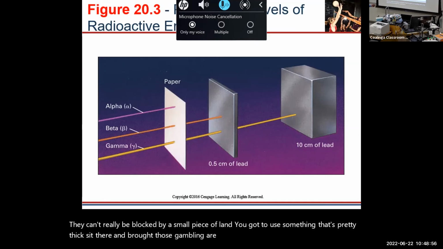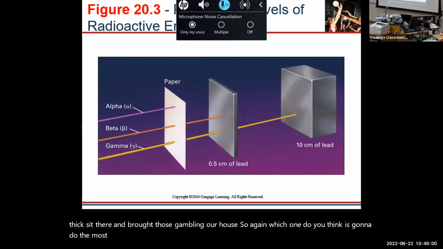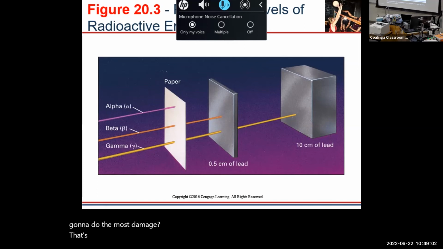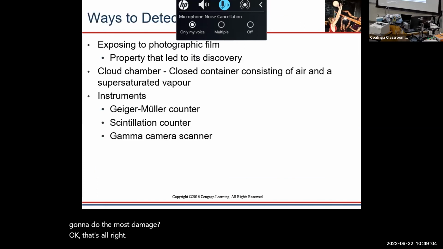So again, which one do you think is going to do the most damage? Yeah. Okay, it's the gamma, right? So.